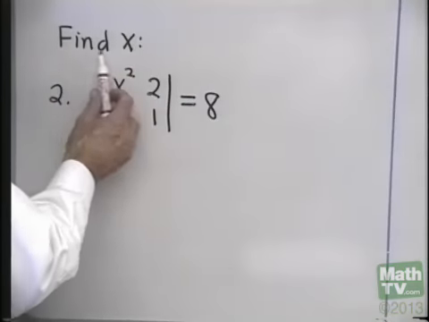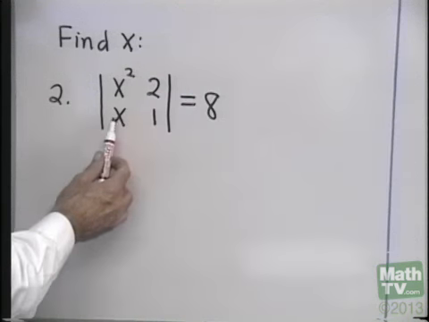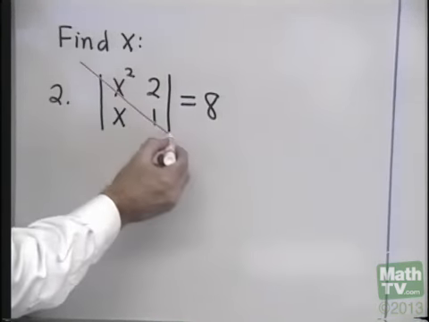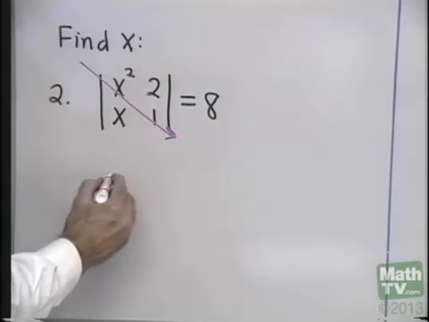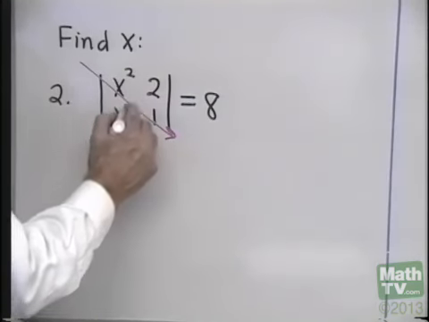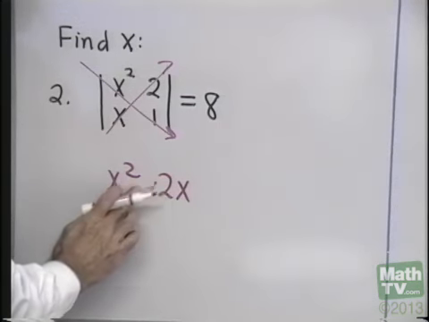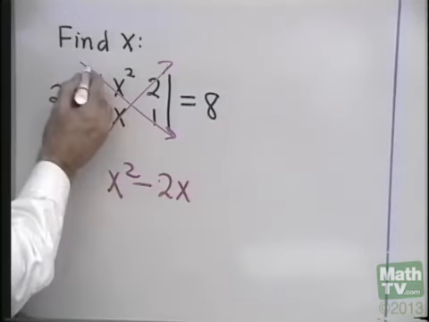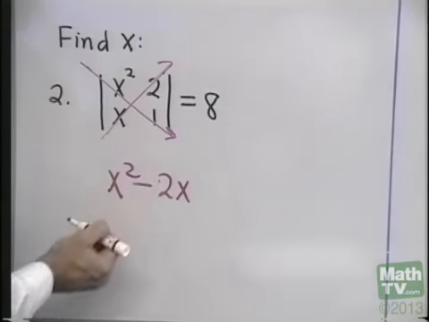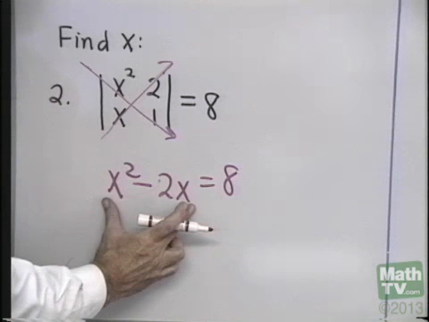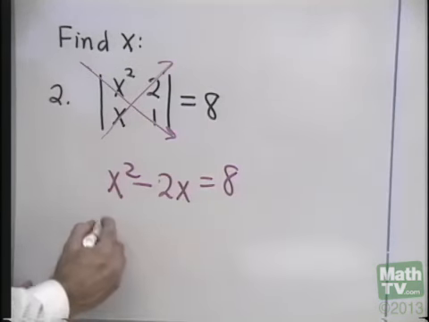Here's another problem. Find x if the determinant with x squared, 2x, and 1 is equal to 8. Well, let's cross multiply. X squared times 1 is x squared. X times 2 is 2x. And I'm sorry, I have to subtract that. So it's this product right here minus this product here, and that's equal to 8. So here's the determinant when I evaluate it, and then here's 8 on the other side.